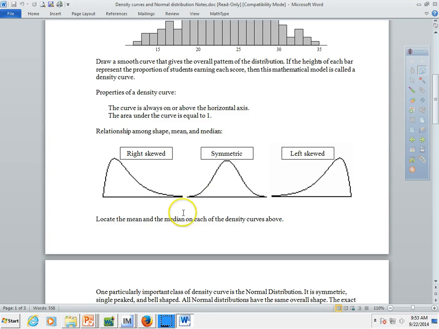All right, so just some quick review again. Shape, mean, and median. You've got 3 density curves right here: one that's right skewed, one that's symmetric, one that's left skewed. I'll give you a couple of seconds to see if you can locate the mean and the median of all 3 of those. You'd want to be able to talk about why you chose the places that you did. Go ahead and plot those out. If you want, you can pause the video, and then start it back up, and I'll show you where they should be.